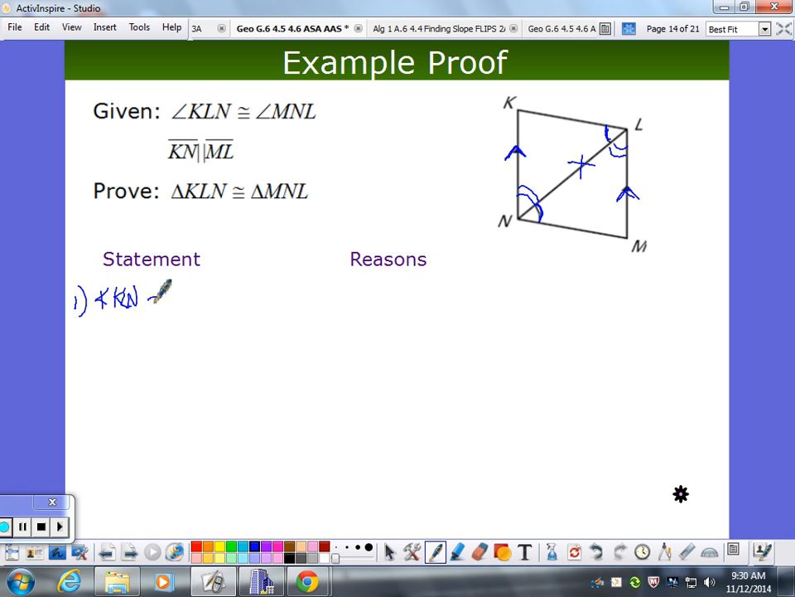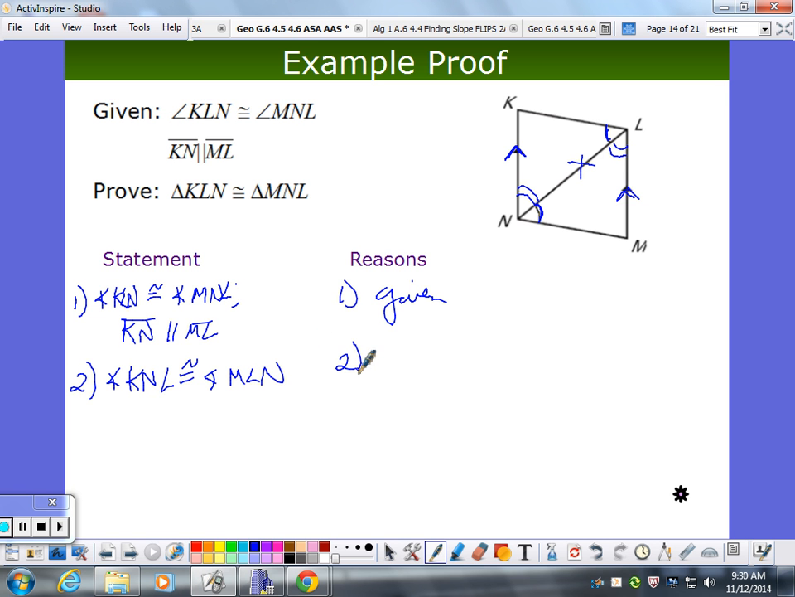Okay. KLN. I'm writing down my givens. And then what did we do in the analysis part? Now does it matter which order you give it in? Maybe you want to do your alternate interiors, but it doesn't matter. I'm just going to go with the alternate interiors. Why not? So angle KNL congruent to angle MLN. Did I say that right? Alternate interior angles of parallel lines are congruent. I think I said them right.